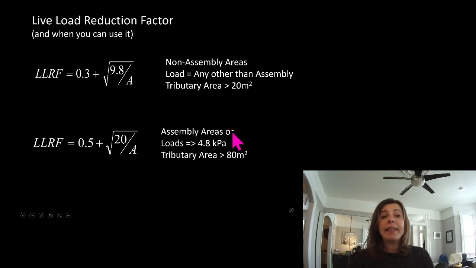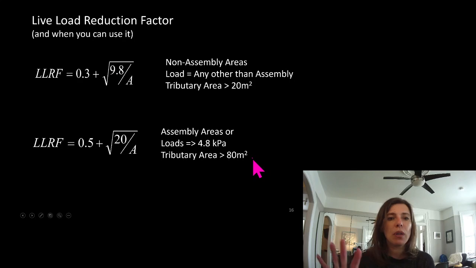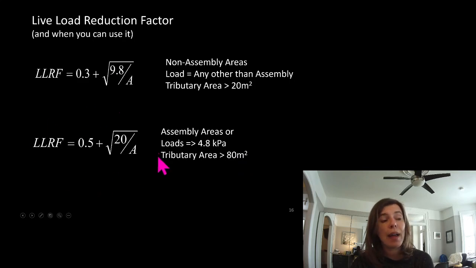We say that the area is much larger, so we could end up with maximum live load assembly on. So we say anything less than 80 square meters, use the full live load, 100% of the live load. You don't get to use a live load reduction factor. If you have more than 80 meters squared, you get to start to apply this live load reduction factor to your live load.